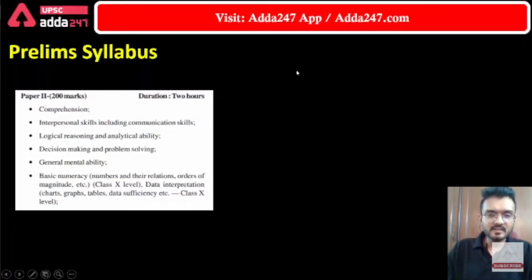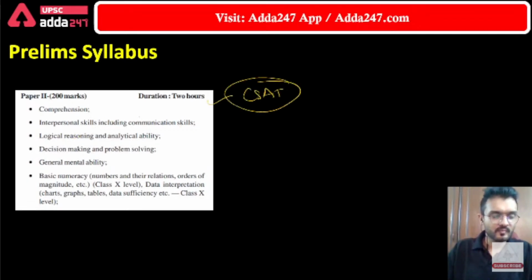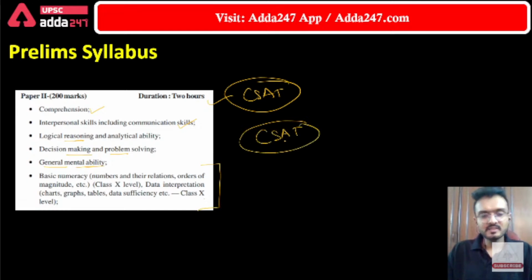And in prelims, as we have seen, there are 2 papers. One is GS paper 1 and the second is GS paper 2, that is also known as the CSAT. So this is the syllabus for the CSAT. In the CSAT, there is comprehension, questions related to communication skills, then there is a reasoning part, and then there is decision making, which also includes general mental ability. So basically, CSAT is considered an easy exam because in this the student has just to clear the minimum cutoff, and that is 33%.